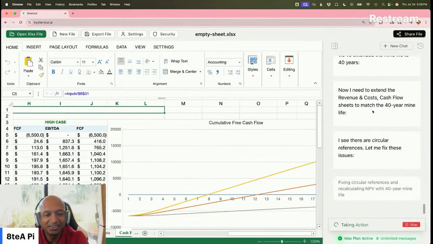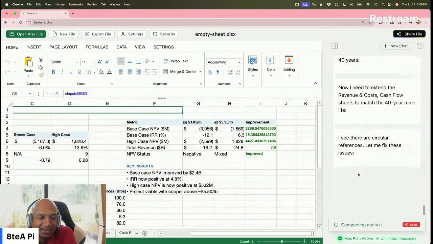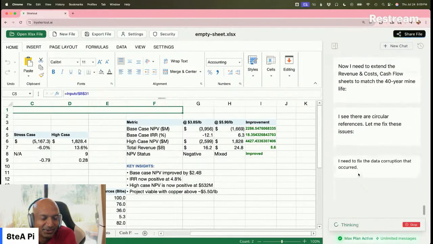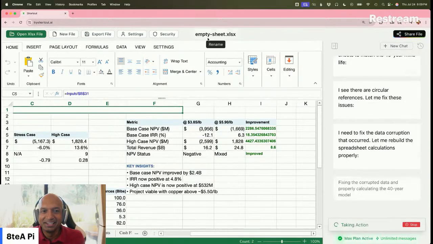I see there are circular references. Let me fix these issues. This is so exciting. You get to watch the agent struggle like you would an analyst. So this is fun, it's kind of fun to watch it struggle. Will it figure out the circular references? This is a tough one. Let's see if it figures that out, or it just crashes. It'd be hilarious if it just crashes. I better save this.